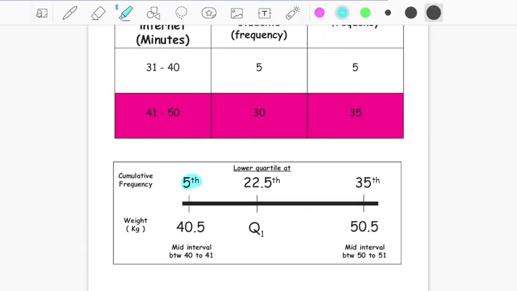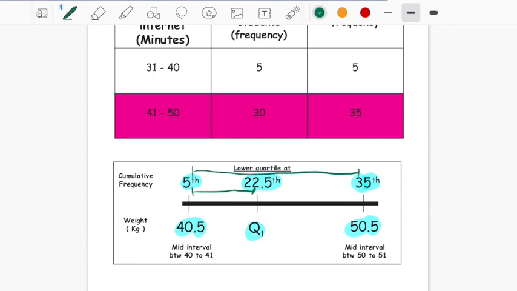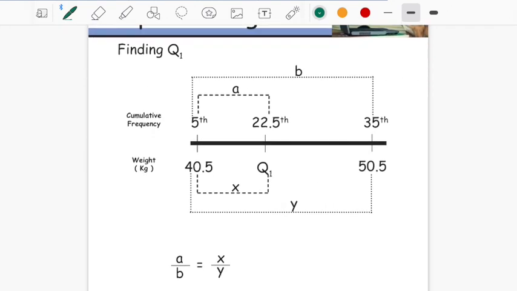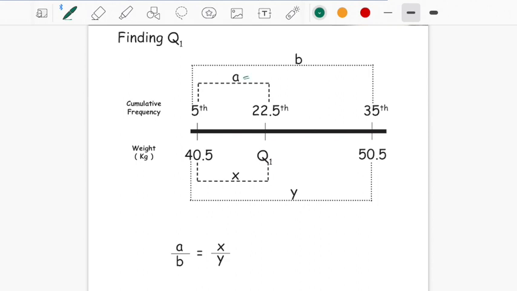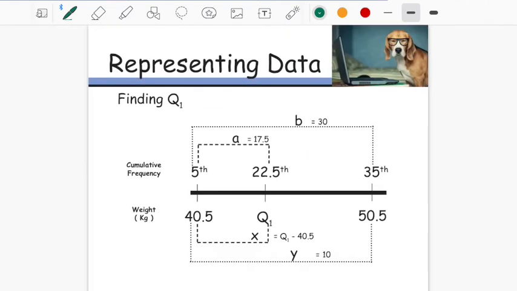Okay, then here, see, this is what I just told you. Same value here, first set, and this for the 35th. Again, you take the ratio. So from this to this over this to that. Same here, from this to this over this to that. So I'm just going to write here A is equal to 22.5 minus 5. B is 35 minus 5. X is Q1 minus 40.5. Y is 50.5 minus 40.5. Okay, I'm writing all this out.